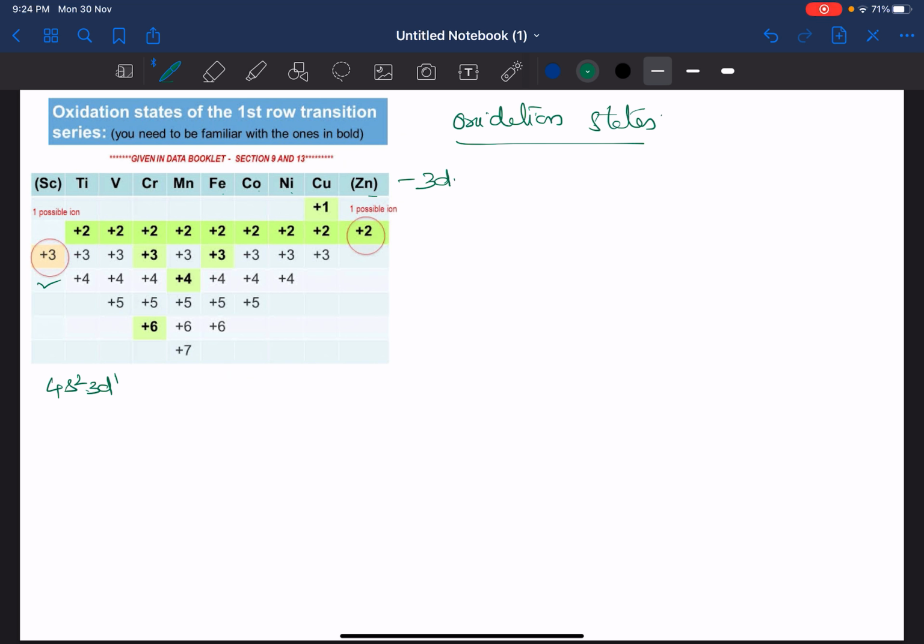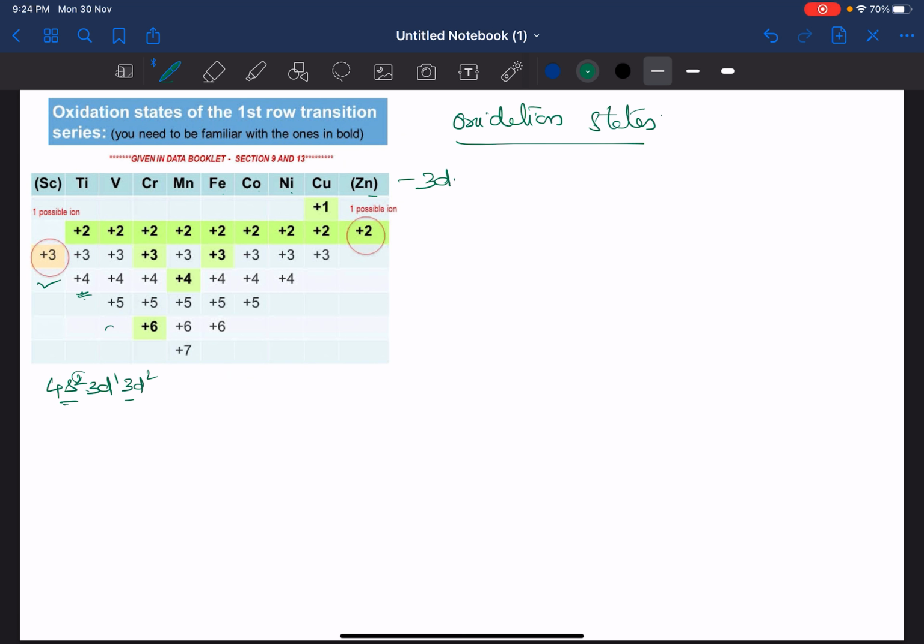When we go to titanium, it has 3d2 and 4s2; 4s2 is common for all the elements. When the 4s electrons are lost, it will show the +2 state. When one d electron is lost, +3, and when another d electron is lost, it will show +4. So the maximum oxidation number of titanium is +4. And next one is vanadium.